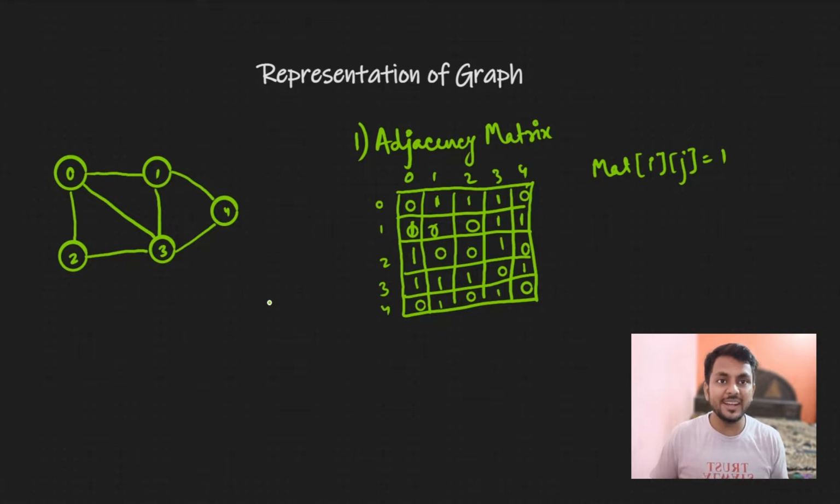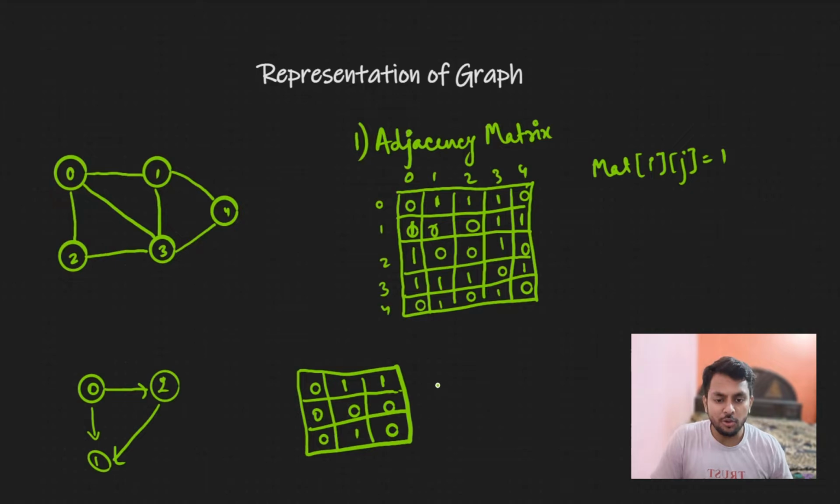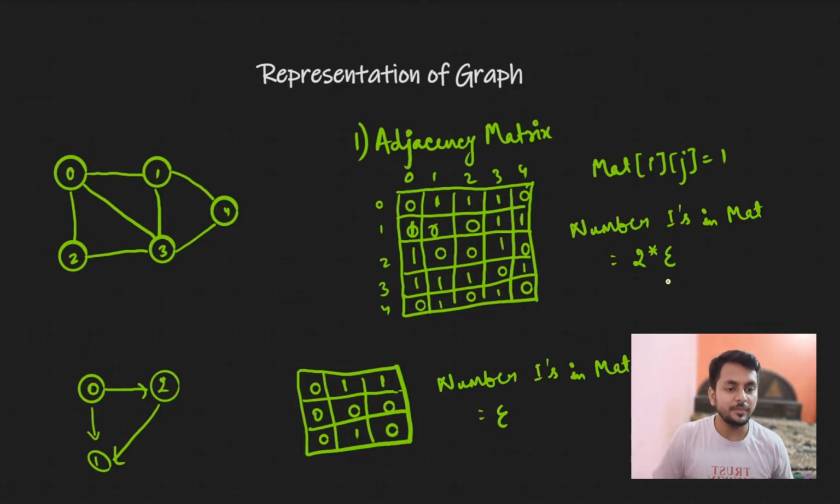Similarly, if I make an adjacency matrix of a directed graph, it will look like this. Here if you notice, the number of 1s in this matrix is equal to the number of edges E, and the number of 1s here is twice the number of edges, where E represents the number of edges. So I hope you understand the adjacency matrix and how to represent directed or undirected graphs in it.